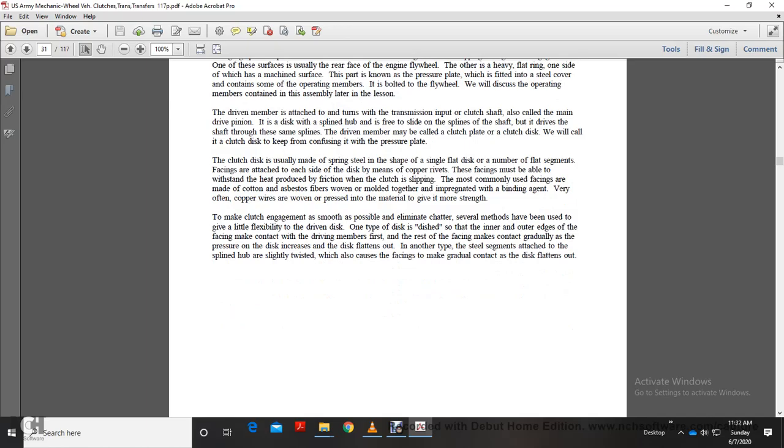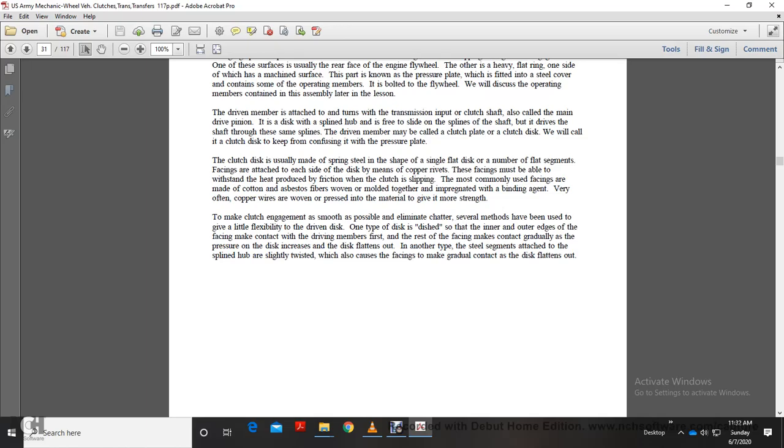The clutch disc is usually made of spring steel in the shape of a single flat disc, or a number of flat segments. Facings are attached to each side of the disc. The facing must be able to withstand the friction produced when the clutch is slipping. Most commonly used facings are made of cotton and asbestos fibers woven and molded together, impregnated with a binding agent. Very often copper wires are woven and pressed into the material to give it more strength.